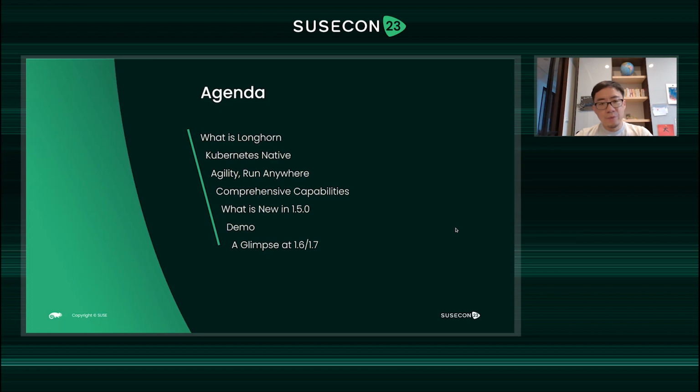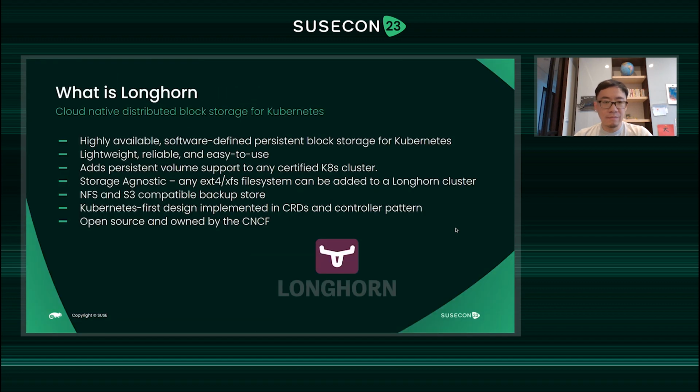In this agenda, we will talk about what Longhorn is, how it works, and the three primary parts that make Longhorn an outstanding solution in the market: Kubernetes native, agility and run anywhere, and comprehensive capability. Then we will look at what's new in 1.5.0, the latest release of Longhorn, have a short demo, and see the plan after 1.5.0, primarily for 1.6 and 1.7.